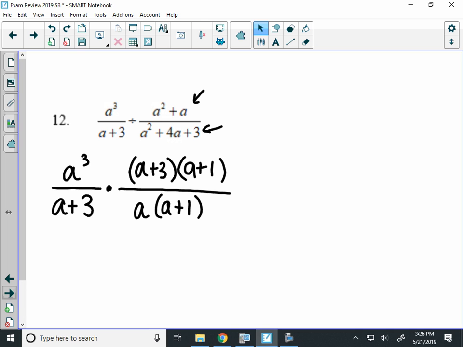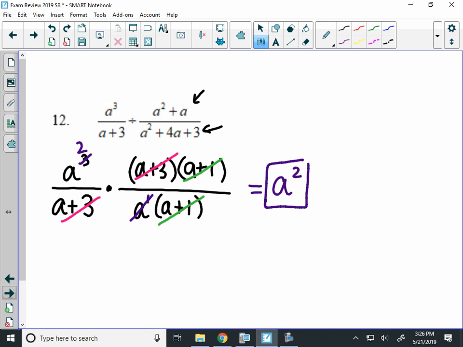Now, since it's multiplication, I don't need a common denominator. I can go ahead and just cancel the like factors. So I should see the a plus 3s can cancel, the a plus 1s, and then the a's. I have a to the first here. That's 1a goes away, which makes that a squared. That's the only thing left. That's your final answer.